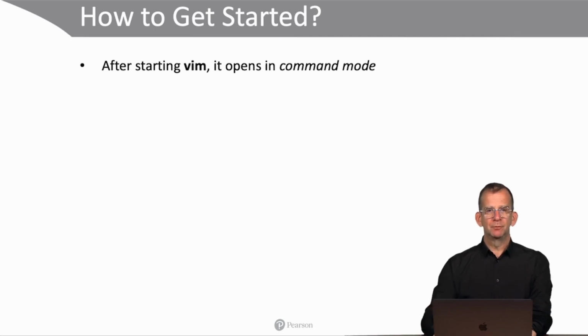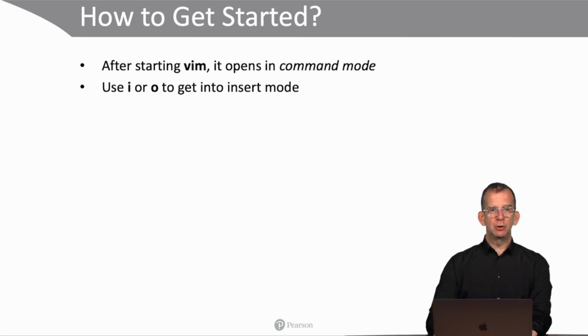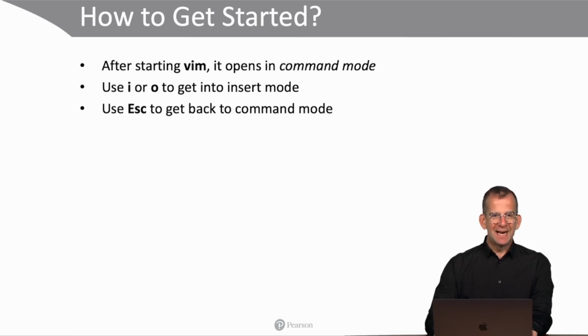So here we go. The first thing that you should know is that after starting Vim, it opens in command mode. Command mode is a mode in which you can use commands only. So if you start typing your text immediately, that's not going to work until you hit an i or an o. i is getting you into insert mode, o is getting you into insert mode as well, where i means insert and o means open a new line. Then you can start typing your text. And next you can type escape to get back to the command mode. Escape is the magical key.